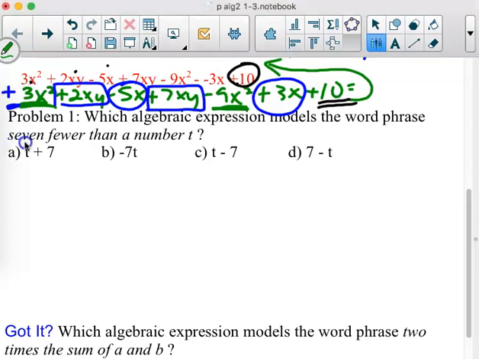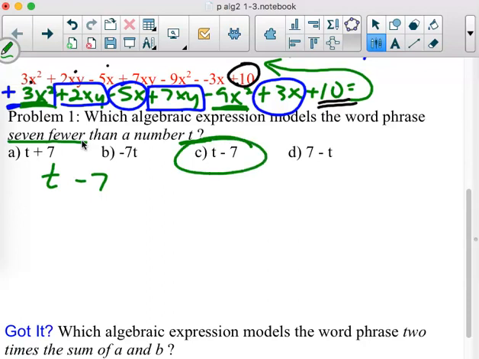7 fewer, oh, so I'm going to have to subtract 7 from something. Then a number t. Well, it's t. T is what I have to start with, and I'm supposed to do 7 fewer than that. That's t minus 7. That's answer C.